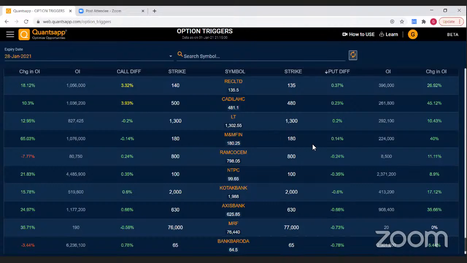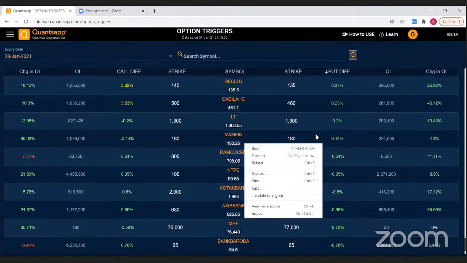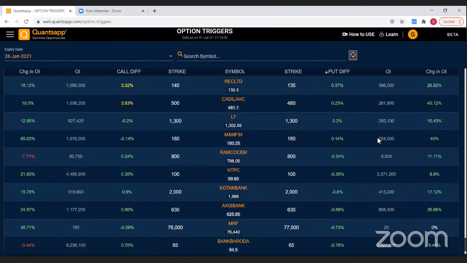So if I say M&M Finance 180 strike, the put difference is nearly 25 paisa. At the same time, I can see the OI of 2,24,000, and there's an increase in this particular 180 put option by 40%. This is something very huge, and you should note that the put writers are increasing their position at this level. Even though this stock is trading at 180, near the highest put option, there's still a 40% change in the OI.